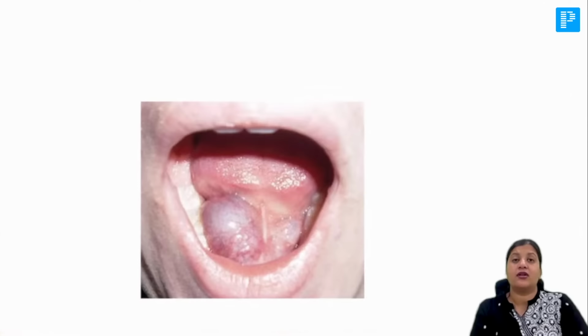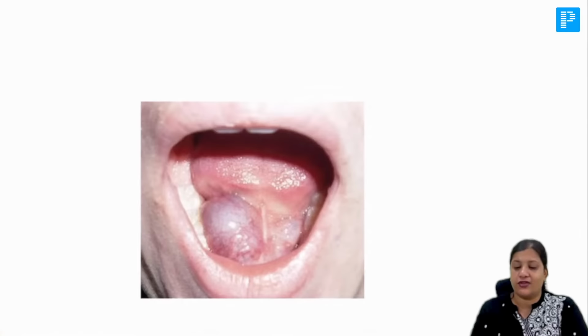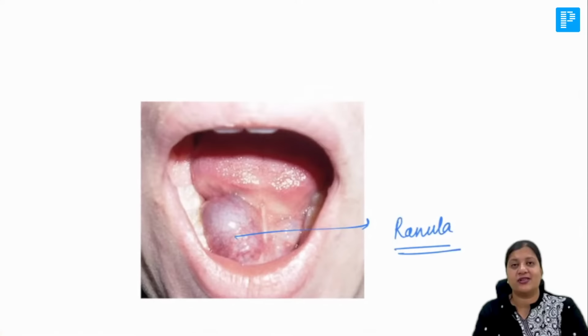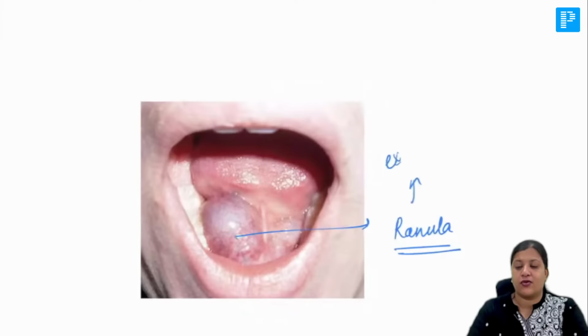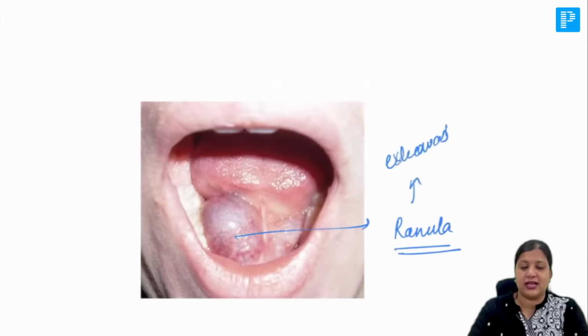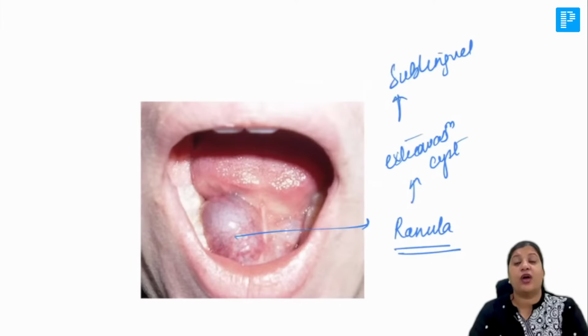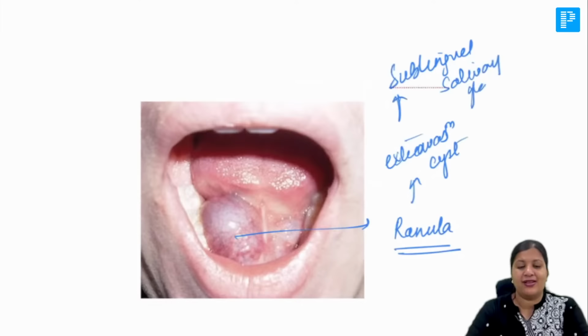Can you tell me what is this swelling where you get a bluish translucent swelling in the floor of the mouth? What will you call this as? Yes, so this is a ranula where you see that there is a bluish translucent swelling in the floor of the mouth. This arises because of the extravasation. So it is an extravasation cyst coming from which gland? From the sublingual salivary gland. So you have to remove the ranula along with the sublingual salivary gland. Otherwise, there is a high rate of recurrence.